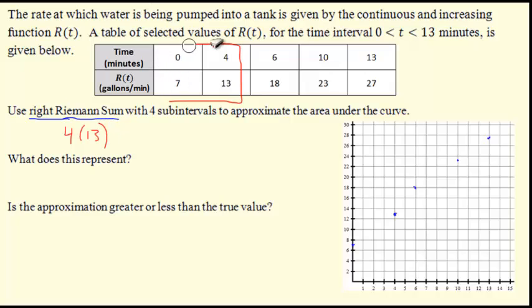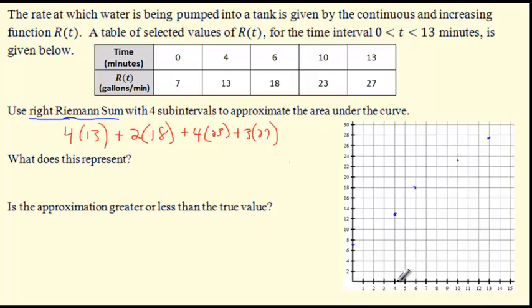Now do your next one. The next rectangle would be this one between 4 and 6. What is the width of it? It's 2. And then I'm looking at the right-hand endpoint, so I'm looking at 18. I don't think you need to circle that every time. I think you can just keep the pattern going here. The next one, between 6 and 10, is again 4 wide, and the right hand is 23. Then between 10 and 13 is 3 wide, and the height is 27. So there it is right there.